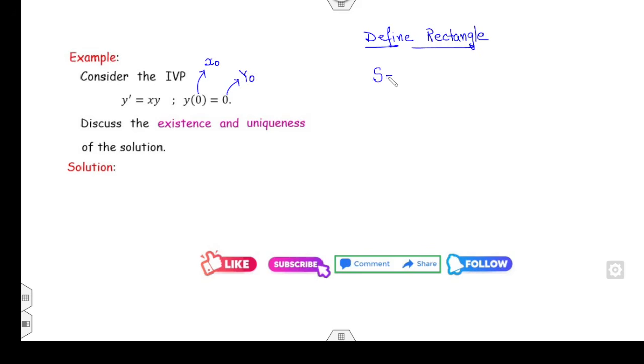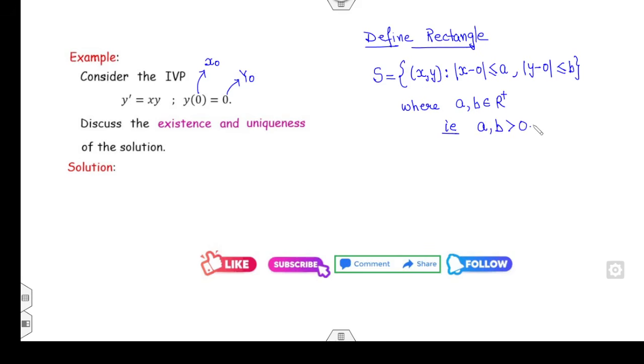So we can define the rectangle S as a collection of all those elements of x and y such that |x − 0| is less than or equal to a and |y − 0| is less than or equal to b, where a and b are real numbers which are positive. That is, you can say a and b are strictly greater than 0. Fine. So that is my rectangle.